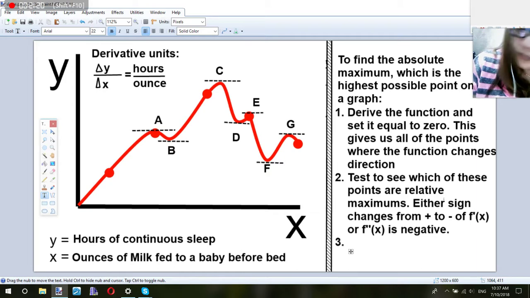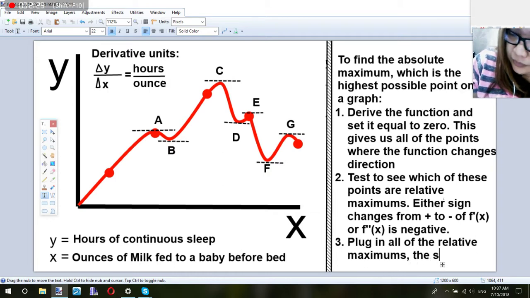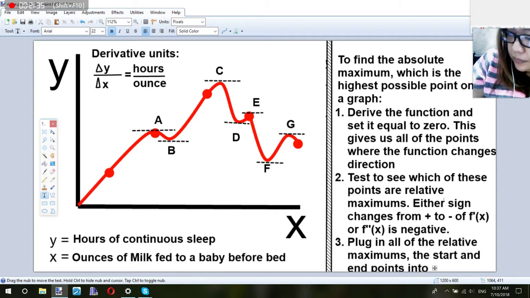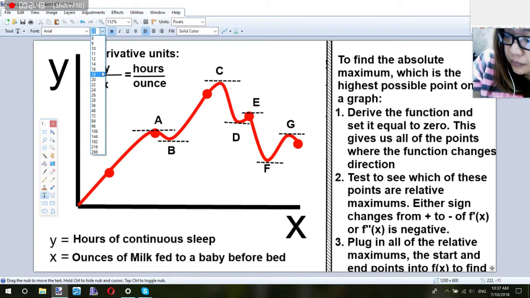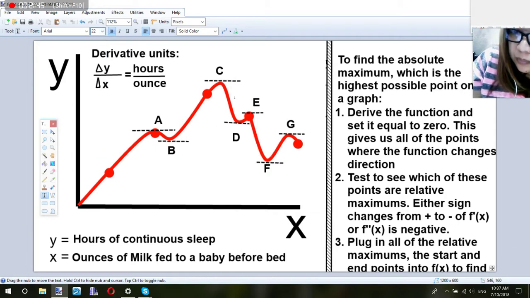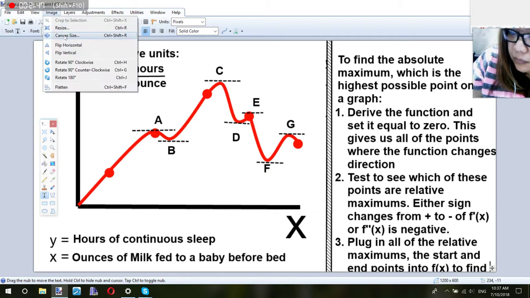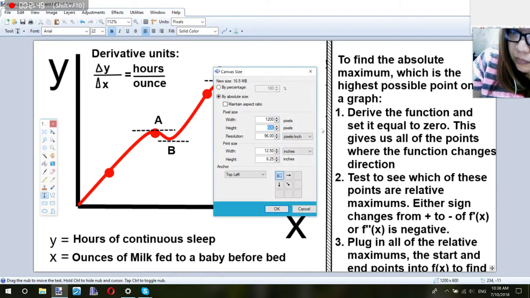Okay, then the last thing we need to do, plug in all of the relative maximums, the start and end points, into f of x to find the maximum. Okay, I'm out of room, so I'm going to add just a little bit here.